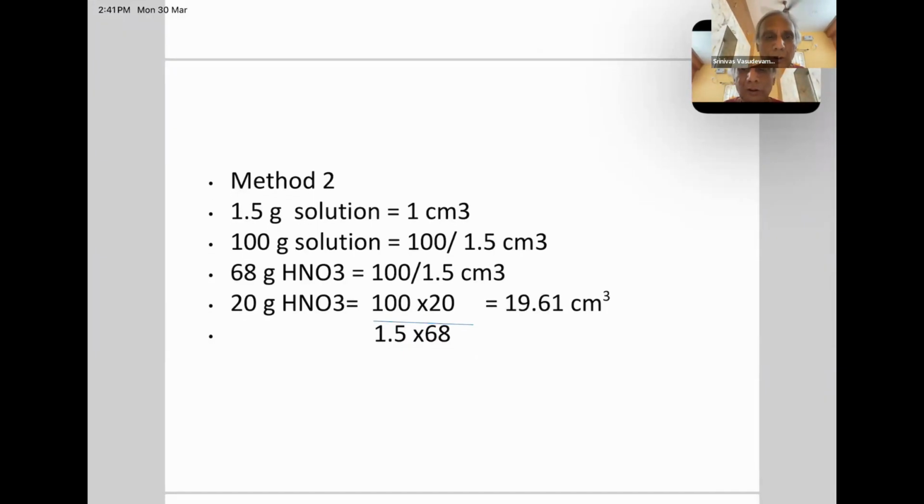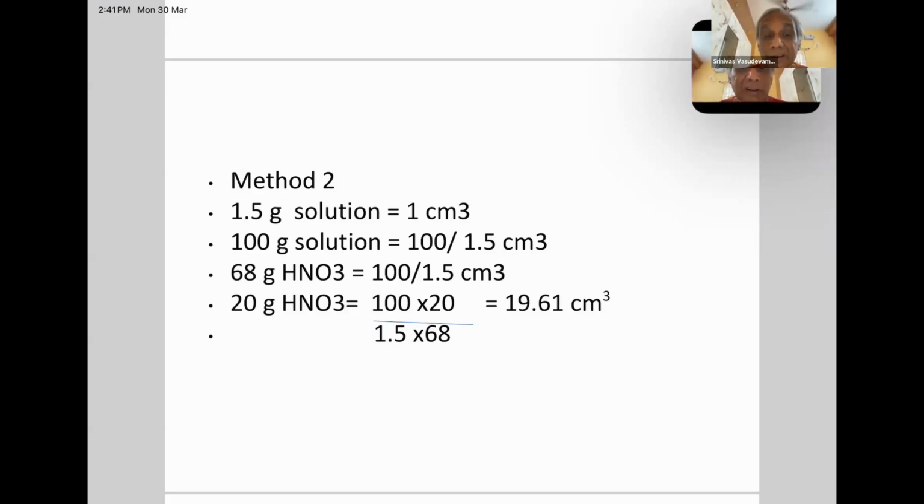See, I want to first find out the volume occupied by the 100 gram solution. 1.5 gram solution occupies a volume of 1 centimeter cube. That is the density given here. 100 gram solution occupies 100 by 1.5 centimeter cube.